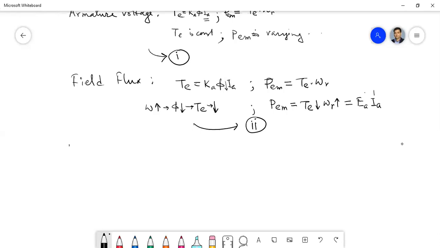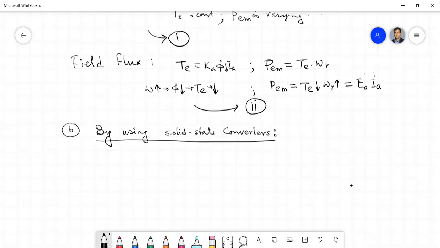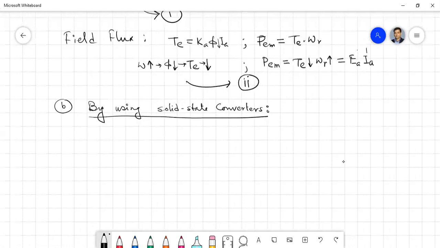Another way of terminal voltage control is by using a control rectifier, or by using, you can say, solid state converters. By using solid state converters. So what is that? I'm just going to give you some overview of this.